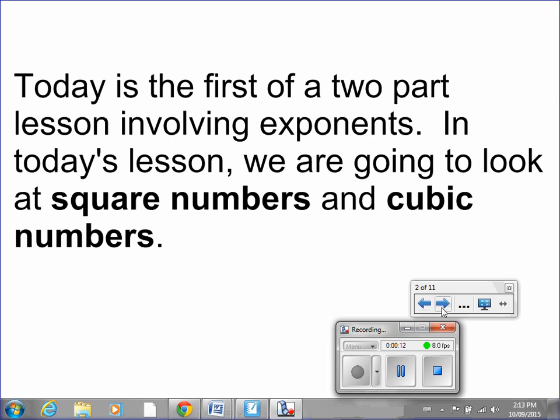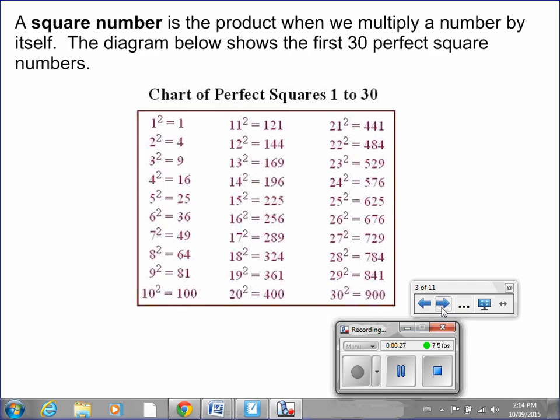Today is the first of a two-part lesson/video involving exponents. In today's video, we are going to look at square numbers and cubic numbers. A square number is the product when we multiply a number by itself. The diagram below shows the first 30 perfect square numbers.